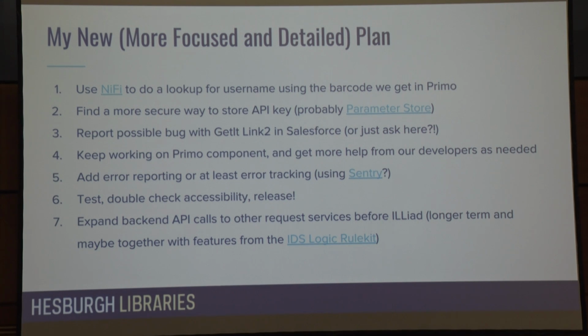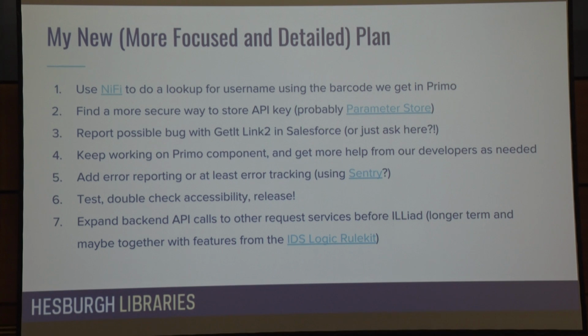I want to add error reporting, or at least tracking. So if there are errors coming through, rather than relying exclusively on patrons to report them, we want to find out and have a log of them so that we can go back and find out more about them. We'll probably use Sentry, which is something our developers are using for logging and monitoring. And then finally, we'll test and double check accessibility, and then hopefully release.